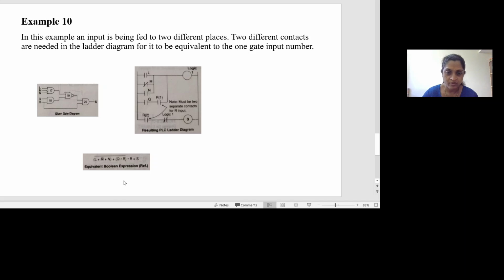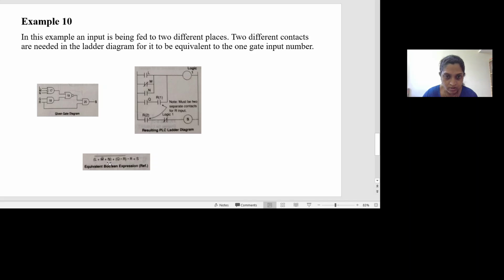And we have written the Boolean equation also here. You could see here L, M bar, N. It's an OR operation, so plus is used here. Then we have Q R. It's an AND operation, so a dot is used between these two inputs. Then we have the R input, then Q dot R input, and L plus M bar plus N. This is the third input.